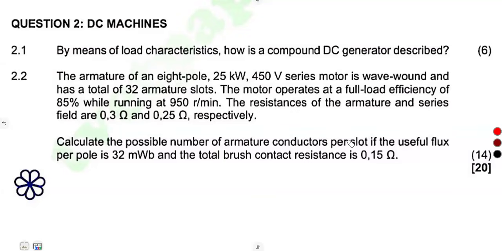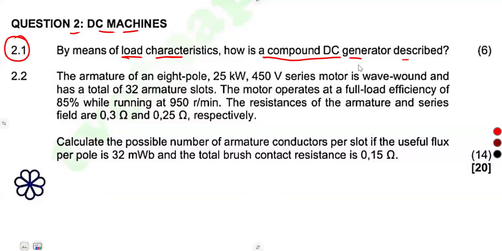So in this case, we are going to continue with our revision of the November 2025 exam for our electrotechnics, and this is question number 2 on DC machines. So 2.1, you're given by means of load characteristics, how is a compound DC generator described?